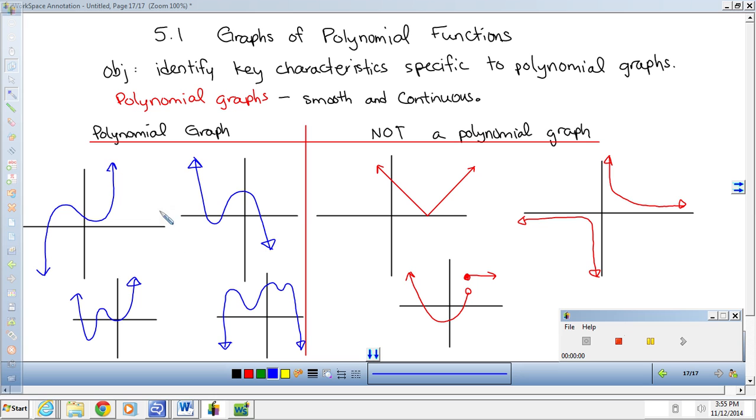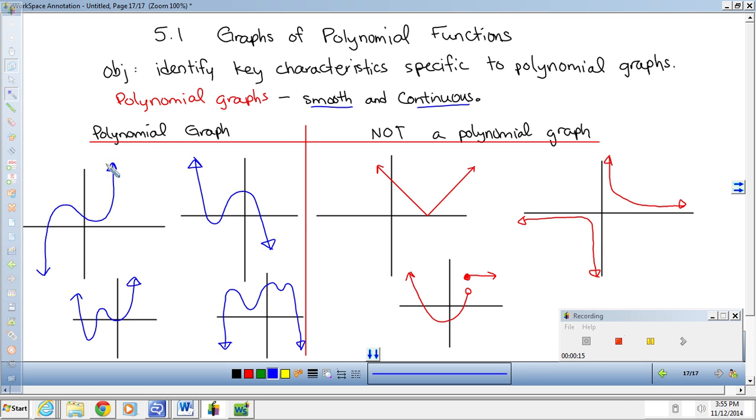We're going to take a look at polynomial graphs, the graphs of polynomial functions, and our objective today is to identify key characteristics that are specific to polynomial graphs. So by definition, a polynomial graph should be smooth and continuous. And I have some examples and some non-examples on this slide. So a polynomial graph is smooth and continuous.